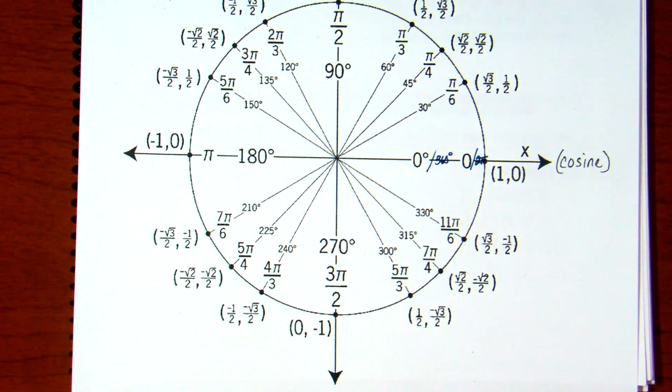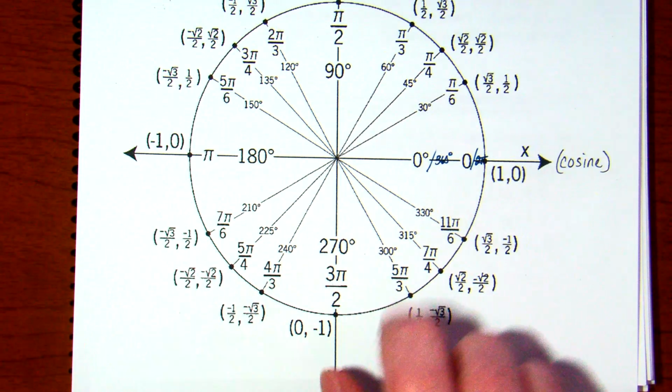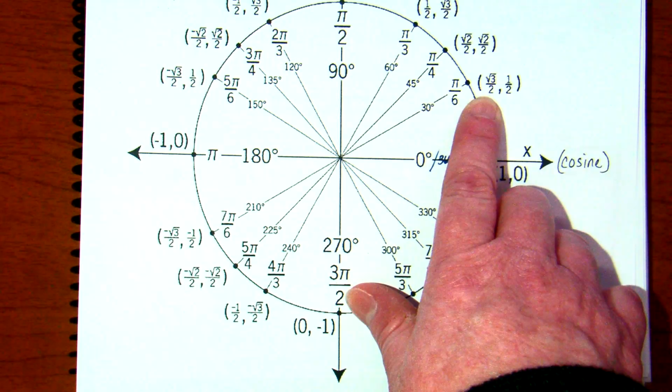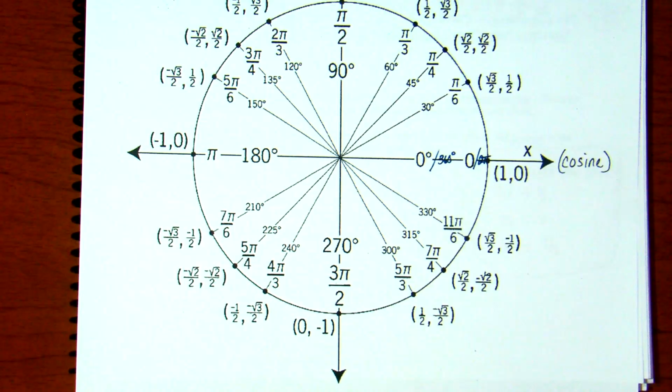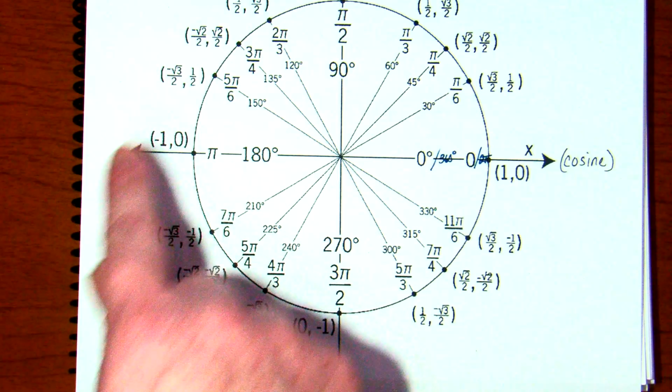Think about it, guys. On your chart, according to your reference chart that you're supposed to be memorizing, what's the cosine of 30 degrees? Square root of 3 over 2. Notice what's the x value right here? Square root of 3 over 2. What's the sine of 30 degrees? 1/2 according to my chart. What is the y value here? 1/2. Notice these x, y values are the same all the way around the circle, yes?